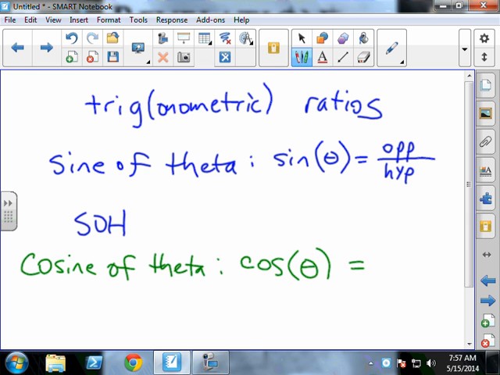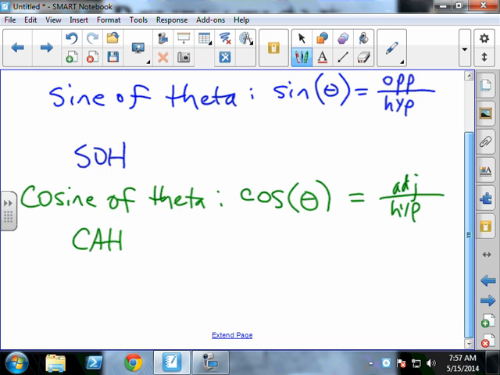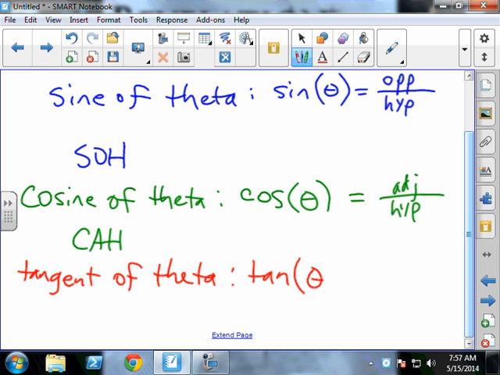Cosine of theta is adjacent over hypotenuse. And tangent of theta is opposite over adjacent.